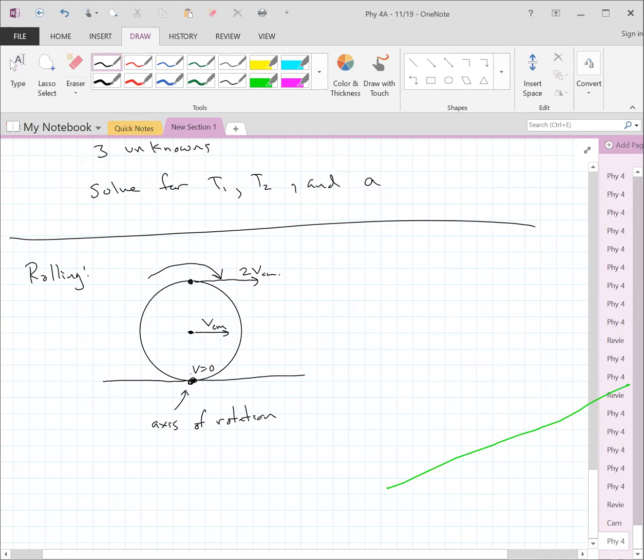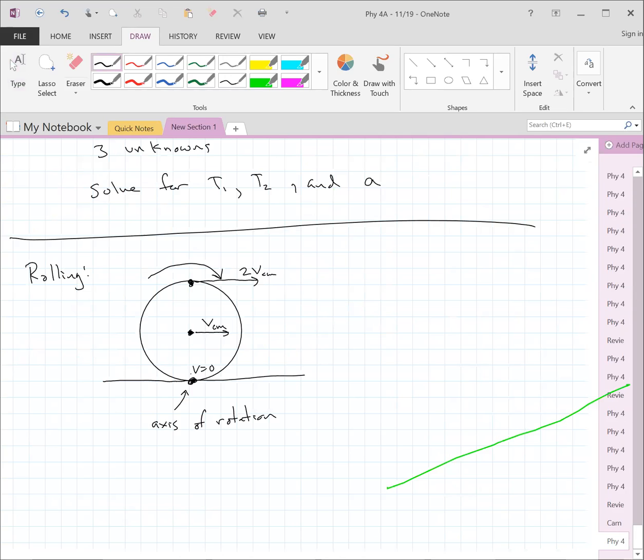Okay, so at any instant in time, a point on the top of the wheel has a linear velocity that's twice as fast as the point at the center of the wheel, and the point in contact with the ground is not really moving linearly at all. It's just at rest at that instant. So that's rolling. So what we're going to do is say, is there some way that we can picture this that's a little simpler to understand?